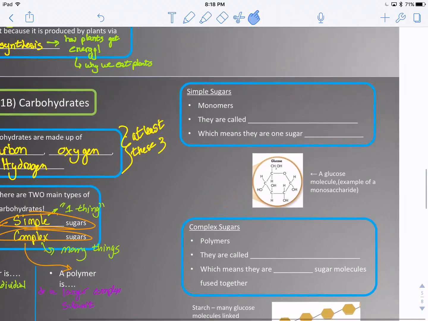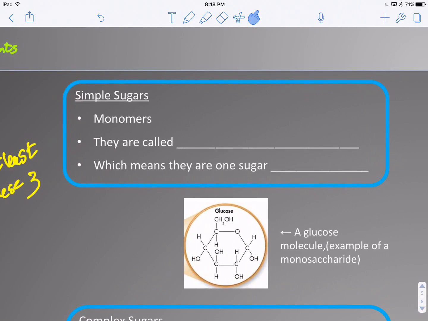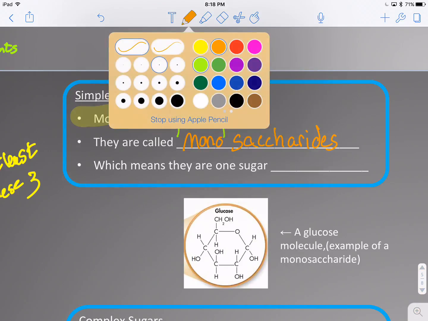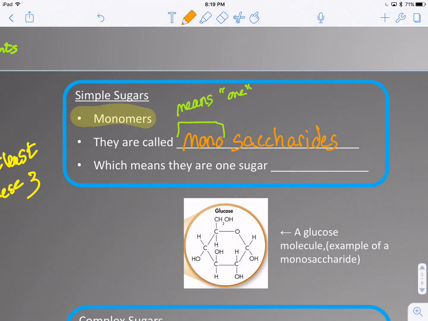Okay, and this is something that we really define well up here. Simple sugars are monomers, as we just drew the arrow to, and they are called monosaccharides, where mono means one, which is where we get the simple part from. This means that they are one sugar molecule.